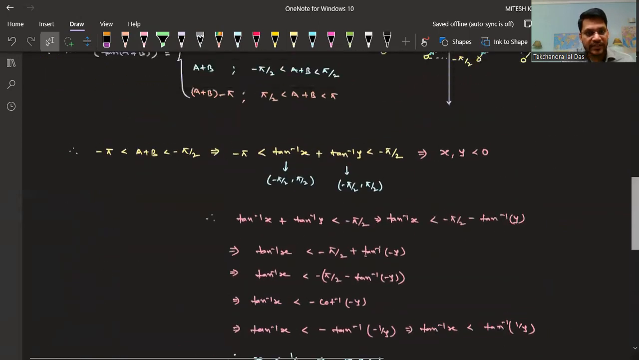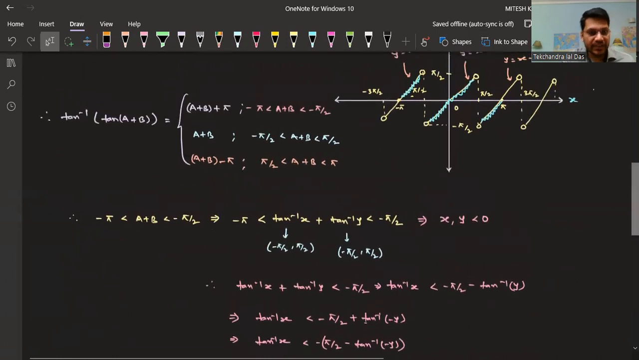Okay, now next we have to see this one. Let me take this one, minus pi by 2. Sorry, first of all, just take this one, pi by 2 to pi. Then we'll discuss this one. Okay, so a plus b between pi by 2 to pi.